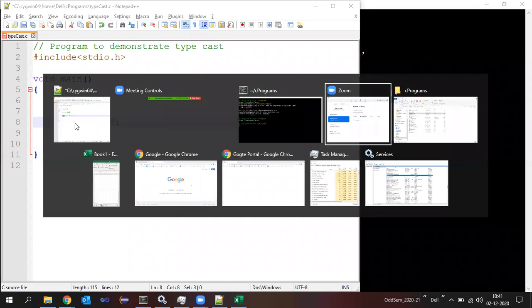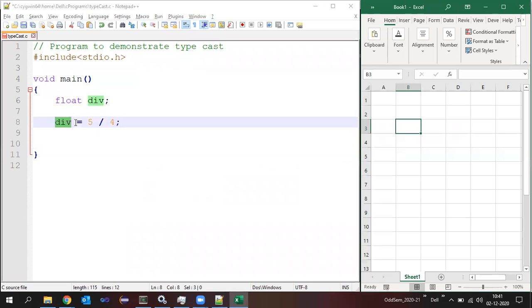In order to show you the tracing, in the sense of how the program execution works, we have one variable called div. In div, we are storing 5 divided by 4. So tell me, what is the value of 5 divided by 4? Mathematically, if you divide 5 by 4, we get 1.25.